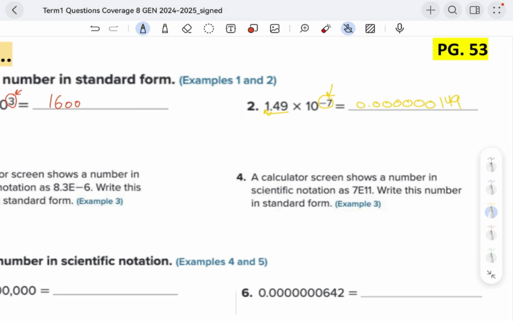Okay, one more time. Here the exponent is negative, so we're going to move the decimal point to the left. The number will get smaller. We moved it 1 step, and we have 6 left.